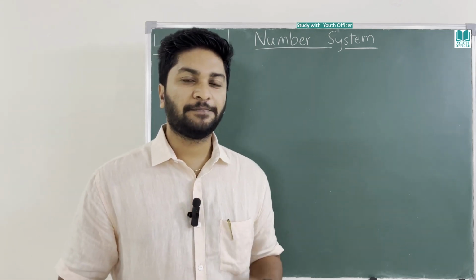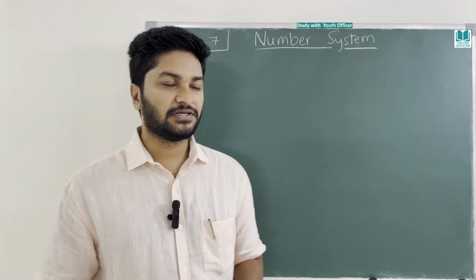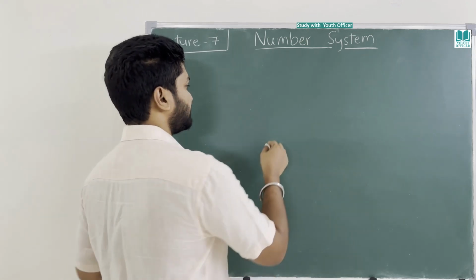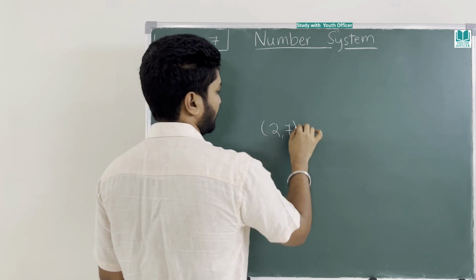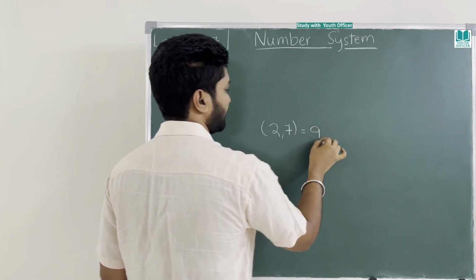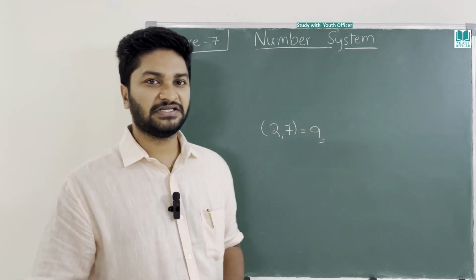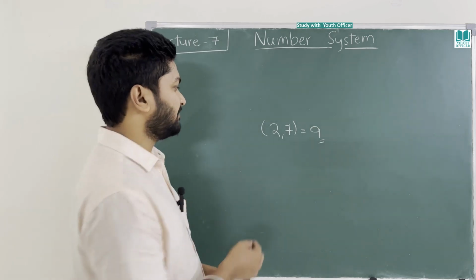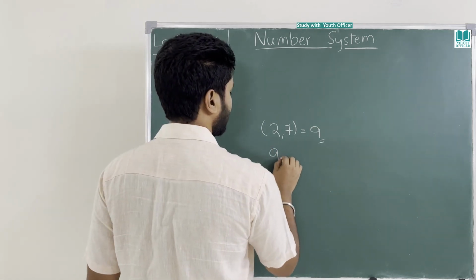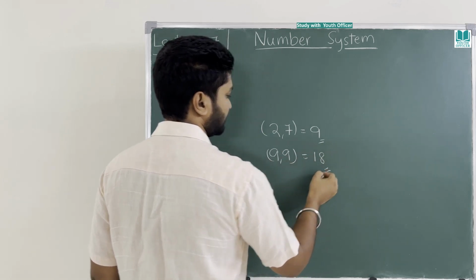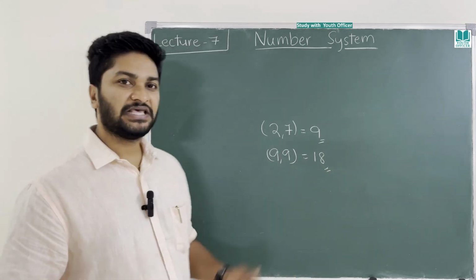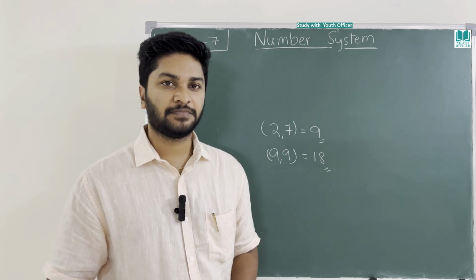So in the previous lecture we discussed the different combinations that help you. Let us take 2, 7. It will become 9. Right. There are many combinations we have taken. The maximum combination is 9, 9, that is 18. So these combinations help you for additions.